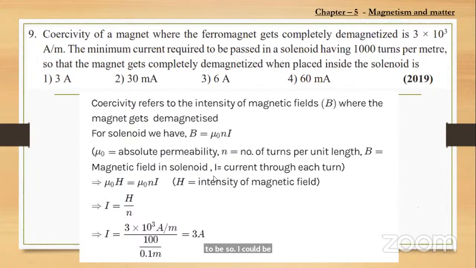So current I equals H, the magnetization, 3 into 10 power of 3, divided by the number of turns per unit length, that is 100 divided by 0.1, because they have given 1,000 turns per meter. You can consider it as 100 turns per 0.1 meter, or 1,000 per 1 meter. So the answer comes to 3 amps. You can observe that the answer will be the 3rd option. 3 amps is the right answer.